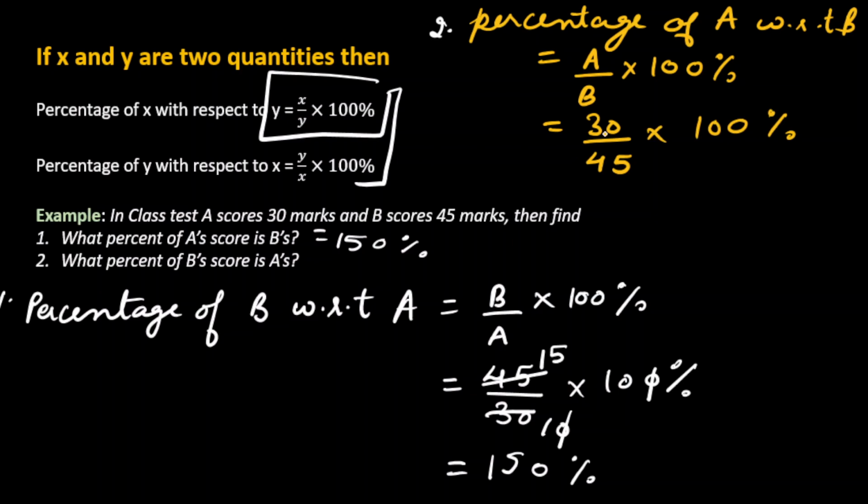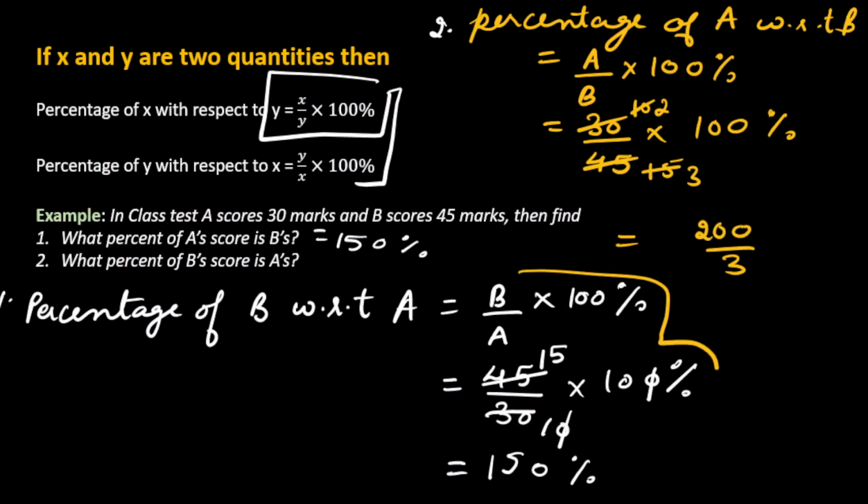We can do cancellation again here. So 3's table, 3 into 10, here we'll get 3 into 15. Again we can do cancellation on 5's table, 5 into 2, 5 into 3. So this is equal to 200 by 3.